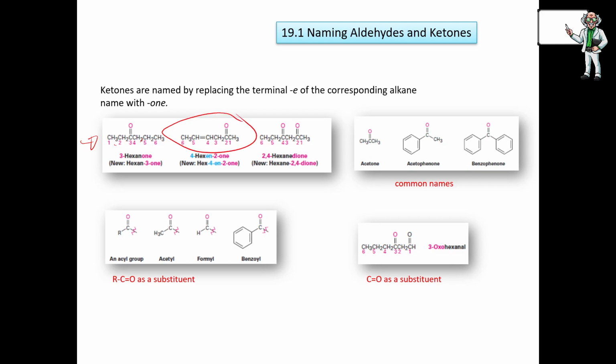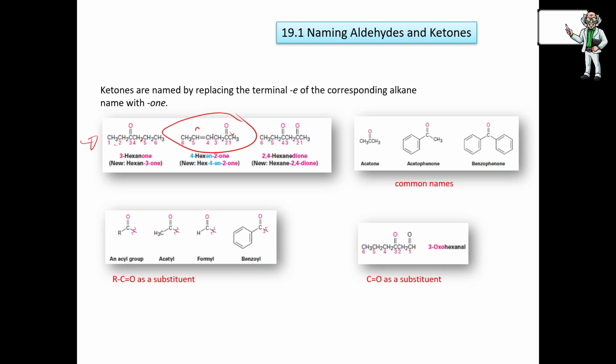Here, for example, we have 1, 2, 3, 4, 5. Sorry, 6 carbons: 1, 2, 3, 4, 5, 6. This will be a hexanone. Where is the ketone? In position number 2, that means hexan-2-one, or 2-hexanone.